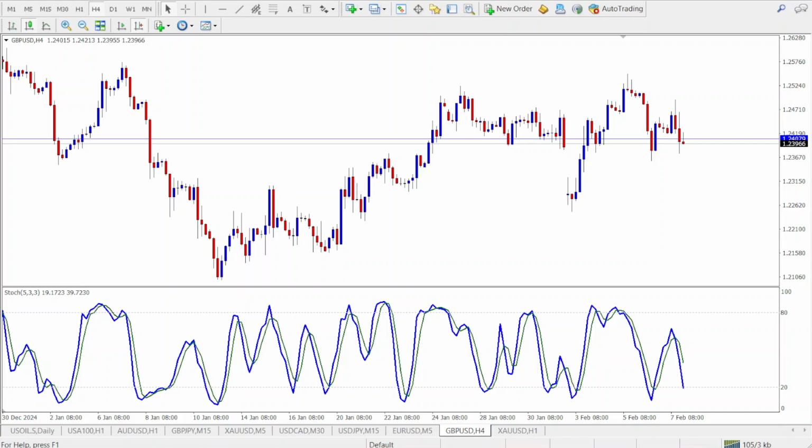Now, the stochastic oscillator is a powerful momentum indicator that tells us when the market is overbought or oversold, making it perfect for identifying potential reversals. Whether you trade Forex, stocks, or crypto, this strategy works across all markets and time frames. By the end of this video, you will know exactly how to use the stochastic indicator for better trade decisions.